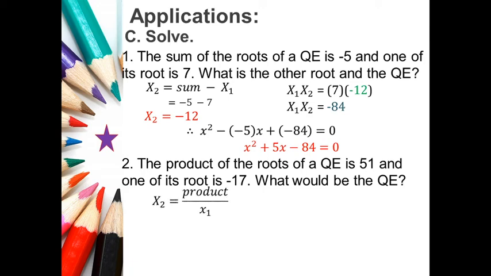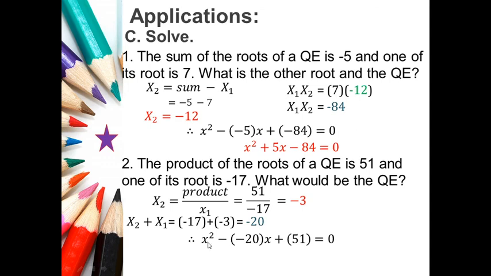So, therefore, we have x of 2, the unknown root, is equal to the given product of the roots divided by the given root. So, we have 51 divided by negative 17. So, ang second root natin, or the unknown root, is negative 3. So, we are going to use negative 3 to get the sum together with negative 17. To get the sum of the roots, we have negative 17 plus negative 3. So, therefore, the sum of the roots of the quadratic equation is negative 20. So, we are going to substitute that to our pattern. Therefore, we have x squared minus the sum of the roots, which is negative 20x, plus the product of the roots, which is 51. So, therefore, we have x squared plus 20x plus 51 is equal to 0. Okay?